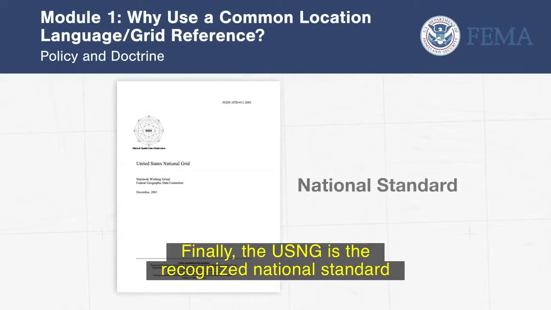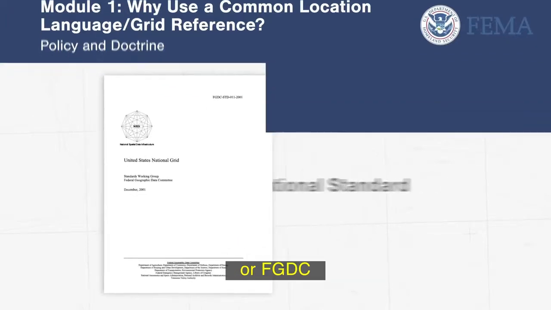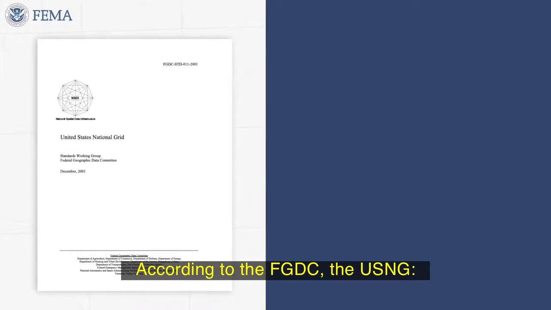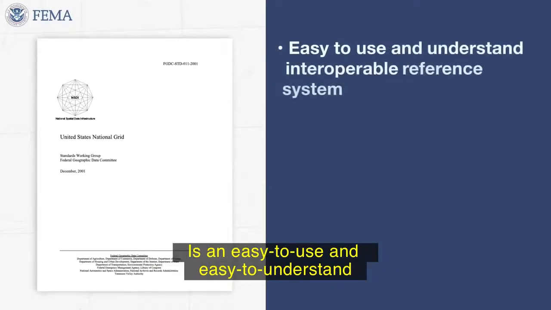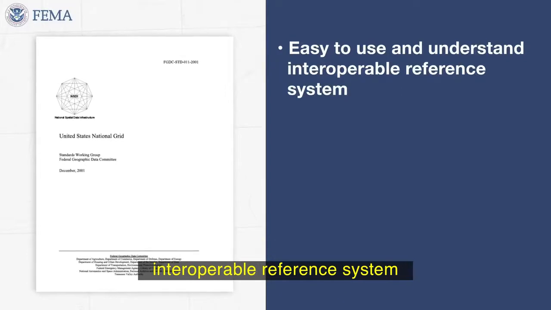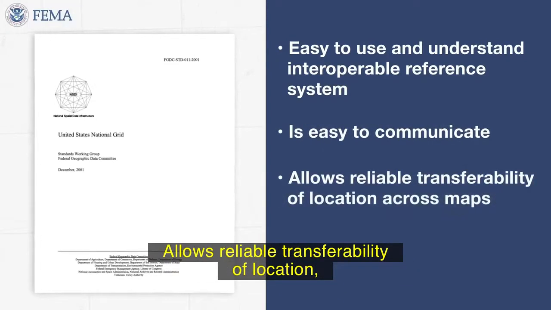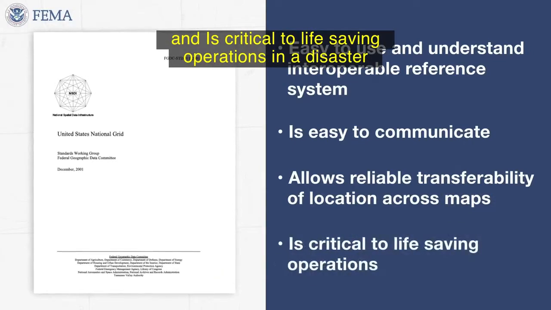Finally, the USNG is the recognized national standard for land-based location reference set by the Federal Geographic Data Committee, or the FGDC. According to the FGDC, the USNG is an easy-to-use and easy-to-understand interoperable reference system, is easy to communicate, allows reliable transferability of location, and is critical to life-saving operations in a disaster.